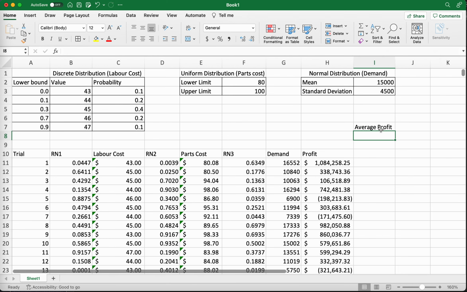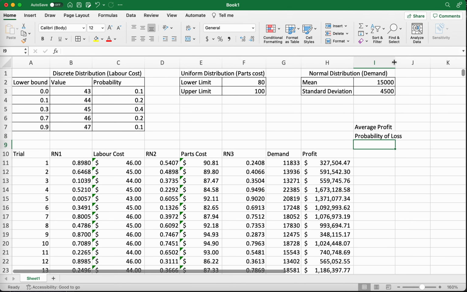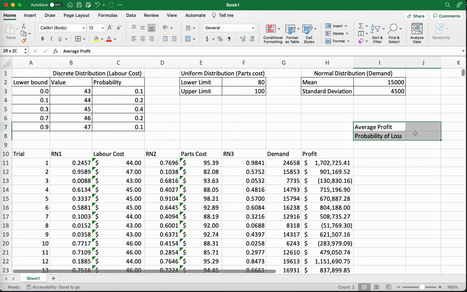The second one is the probability of loss. How likely is it that you'll end up with a loss? So these are two big important numbers that you want to calculate, and let's calculate that. So, average profit. Now there's one trick that I'm going to do.